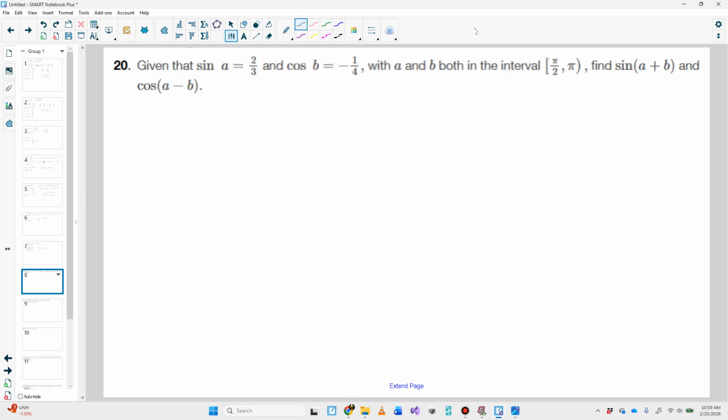All right, now we have, given that sine alpha is 2/3 and cosine beta is negative 1/4, with A and B both in the interval. So we don't know what that angle A is, but it's in the interval of pi over 2 to pi, and B is in the same interval. We're going to find the sine of A plus B, and we're going to find the cosine of A minus B.